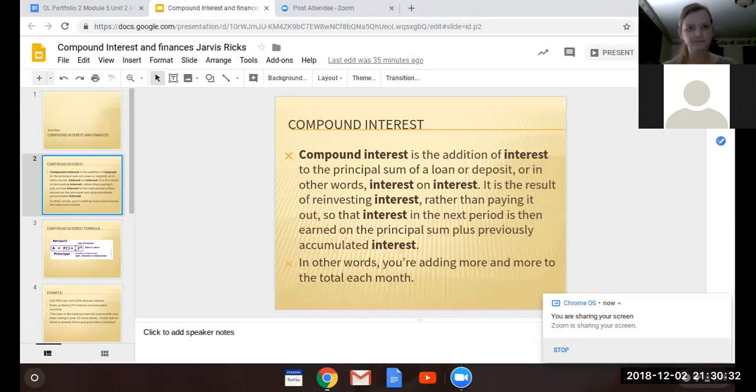This means if you understand it, you know enough to invest your money in an account that will pay in compound interest. If you don't, you will end up choosing a loan that compounds, and you will be paying way more than you should.